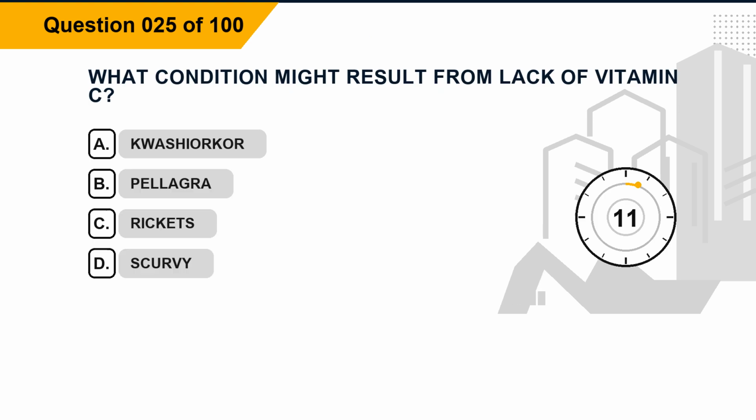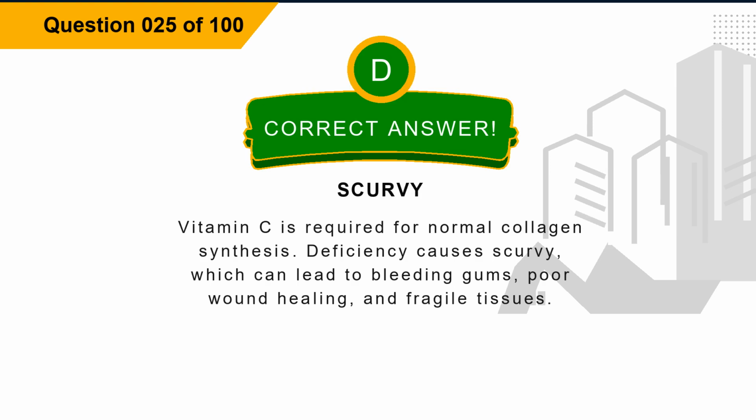Question 25. What condition might result from lack of vitamin C? Option A, kwashiorkor. Option B, pellagra. Option C, rickets. Option D, scurvy. The correct answer is option D, scurvy. Explanation. Vitamin C is required for normal collagen synthesis. Deficiency causes scurvy, which can lead to bleeding gums, poor wound healing, and fragile tissues.